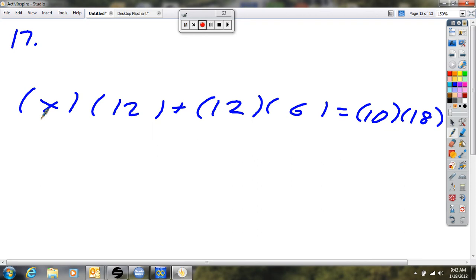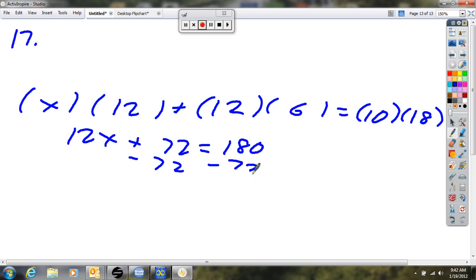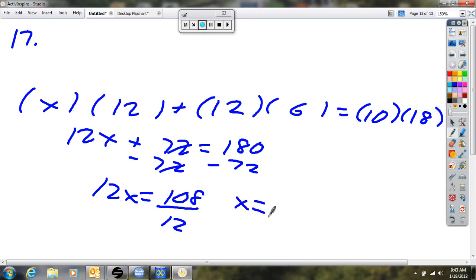And now you do the problem. 12x plus 72 equals 180. We'll subtract 72. So 12x equals 108. We'll divide by 12. Then x equals what? 9. And that's all we're looking for. 9 what? $9. There we go. Question on this one? Is that okay? Does everybody follow what I did?